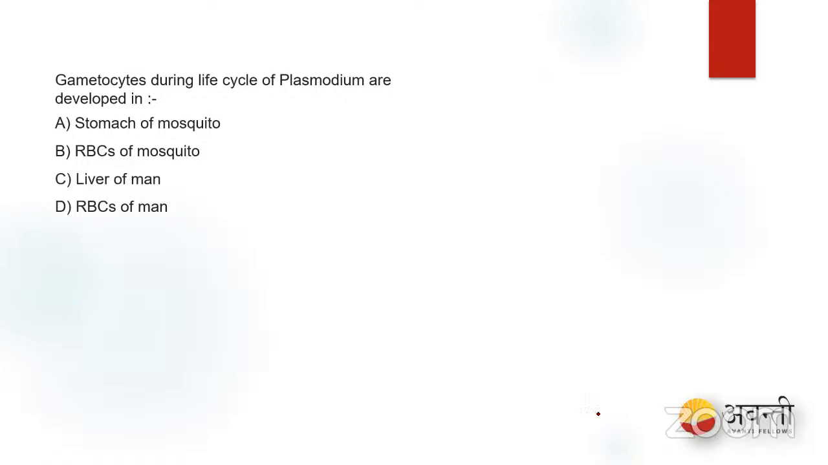Okay, gametocytes. So what happens whenever we have a case of malaria? First, a mosquito bites, right? When a mosquito bites a human, sporozoites are released into the bloodstream, and they go to the liver. In the liver, they proliferate asexually, and from there they migrate to red blood cells.